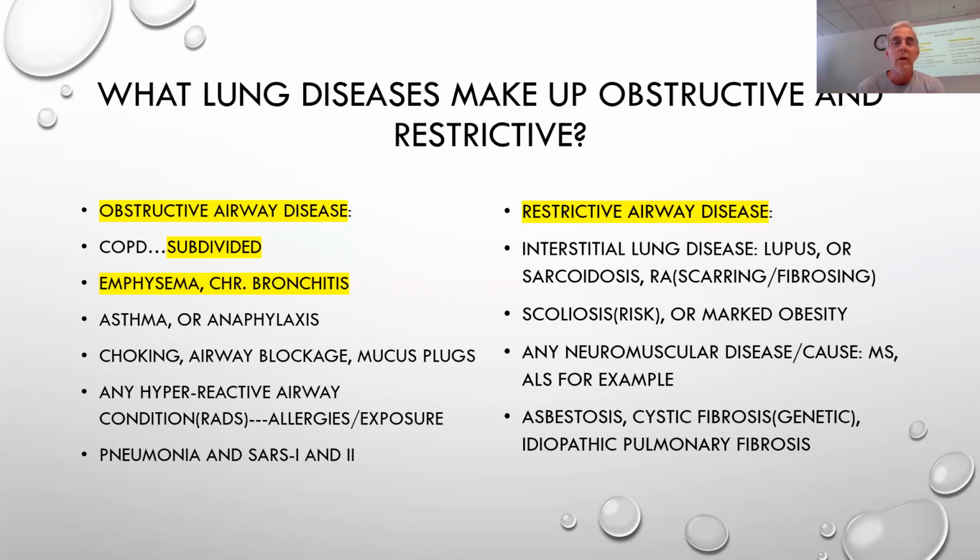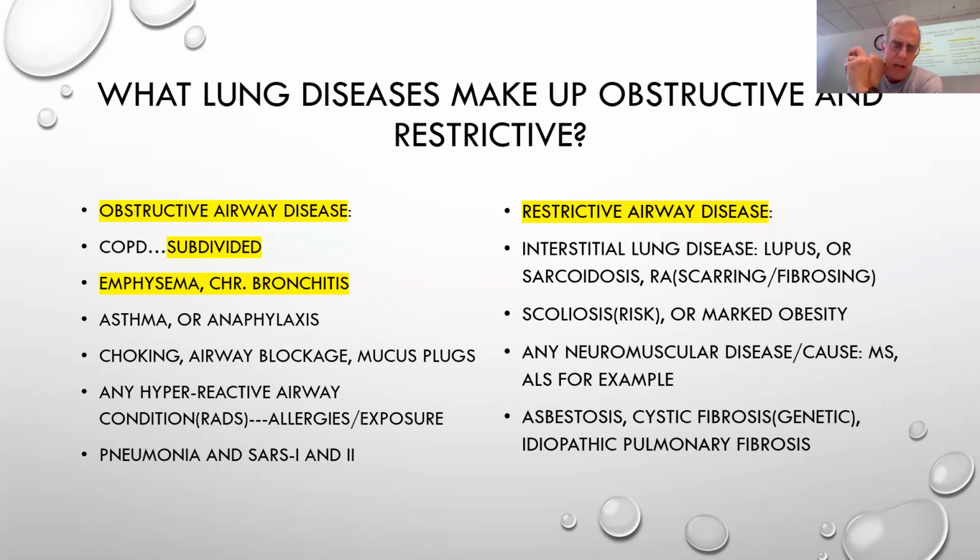That's a good point. Now, restrictive airway, we're talking about the actual lung tissue, which could be down at the level of the alveoli, or it could be the actual linings of the airways, like the bronchus and bronchioles. In other words, those main branches off of the trachea that subdivide into right and left and subdivide again and again and again. Those areas can be affected too by the interstitial lung disease.